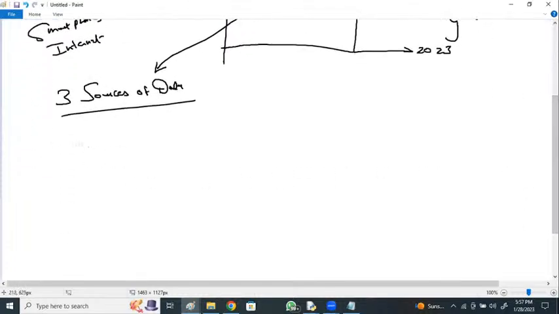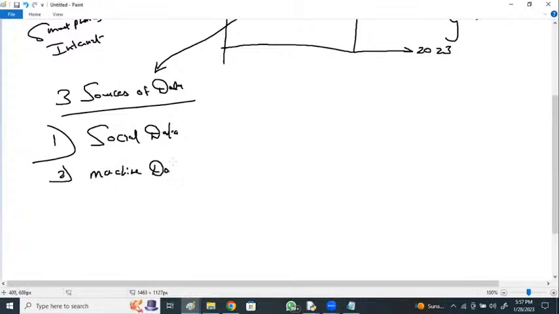From where is this data getting generated? Mainly three sources of data: social data, machine data, and transactional data. Three types: social data, machine data, and transactional data.